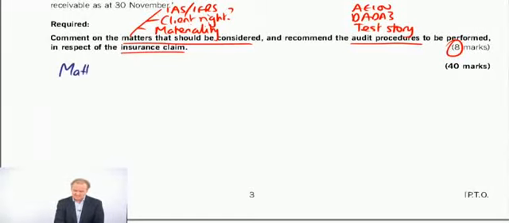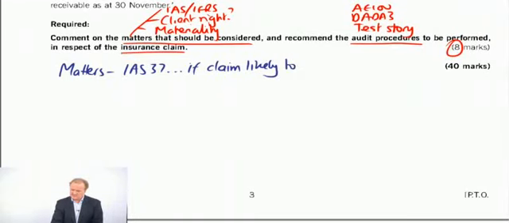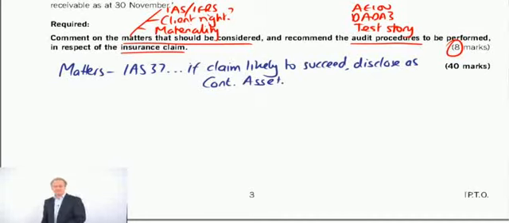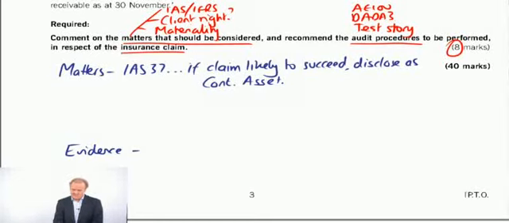So, matters, IAS 37, if claim likely to succeed, disclose as contingent asset. But that's the only thing I can say about it, really, in terms of matters. I can, however, already state one piece of evidence.